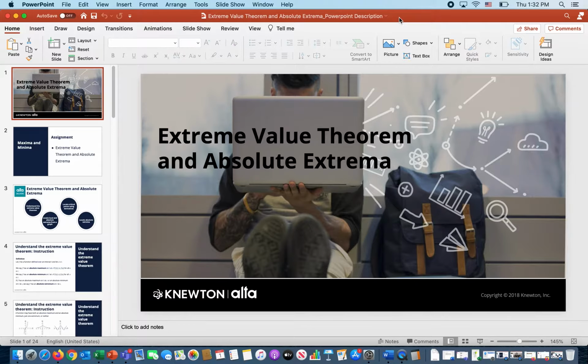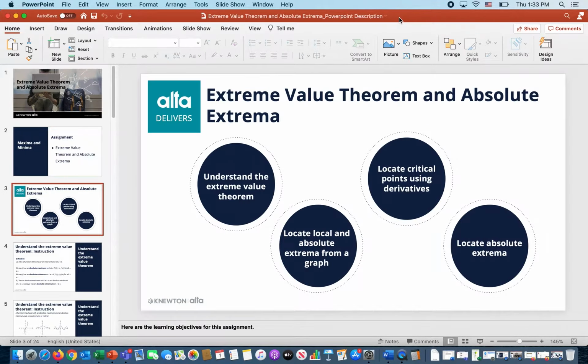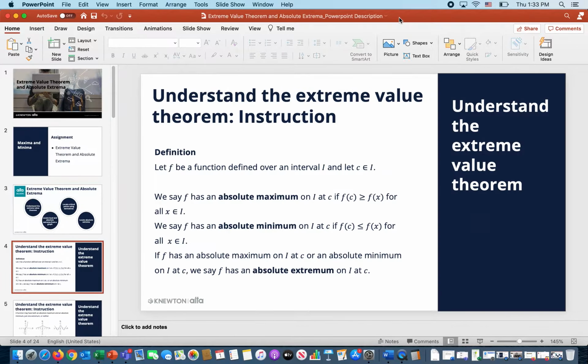And then toward the end, you'll see that switch from how we can analyze the equation to tell us what the graph might look like. Here's what I mean. We're really focusing on the extreme value theorem and the absolute extrema in this PowerPoint. So we're going to understand the extreme value theorem, locate local and absolute extrema from the graph. We're going to talk about critical points, and then we're going to talk about absolute extrema. So let's begin with this.